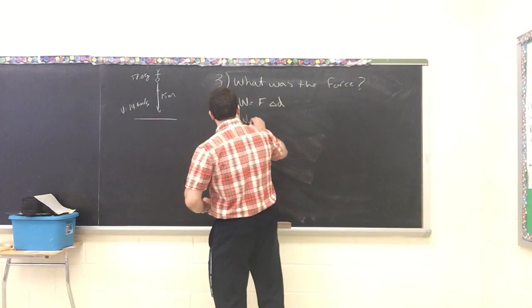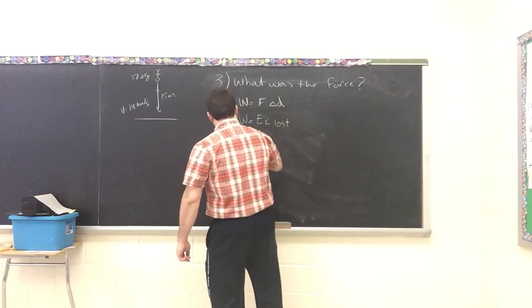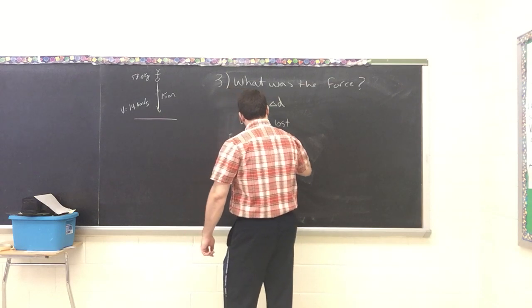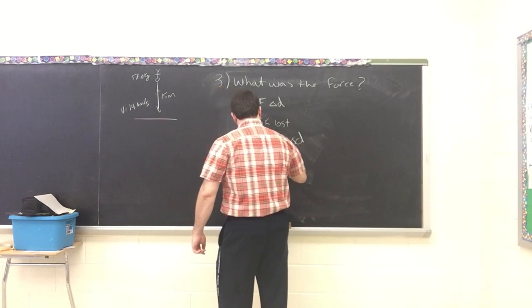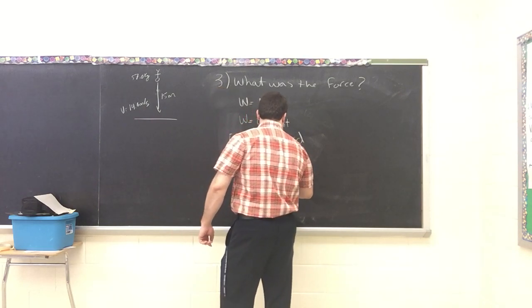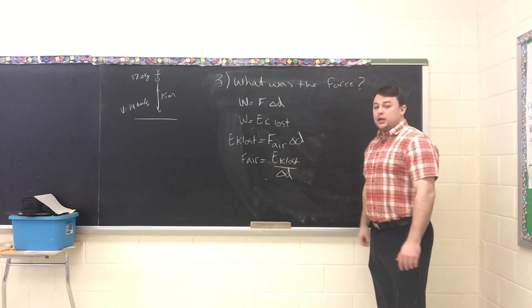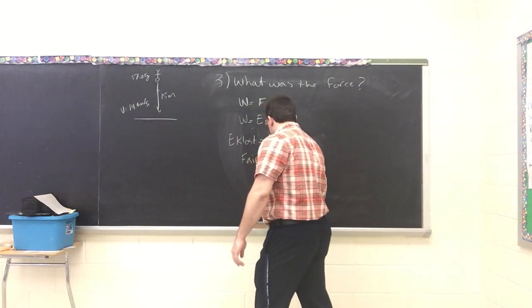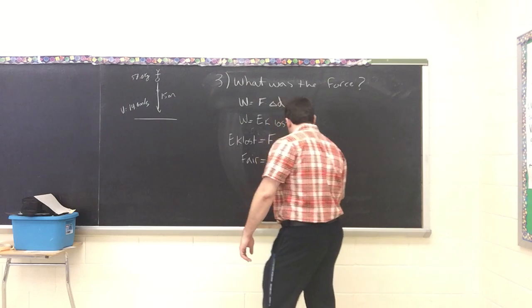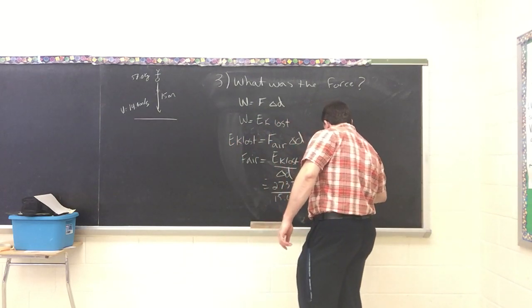So work equals EK lost. EK lost equals force air times delta D. Force air equals EK lost all over delta D. Force of the air is going to be EK lost divided by delta D, which means that we have 273 joules divided by 15.0 meters, which equals 18.2 newtons.